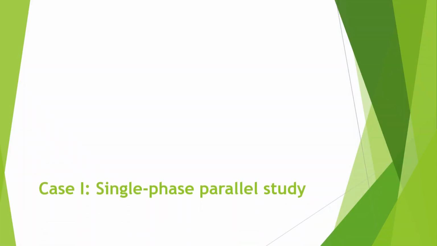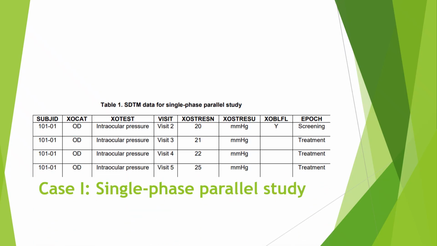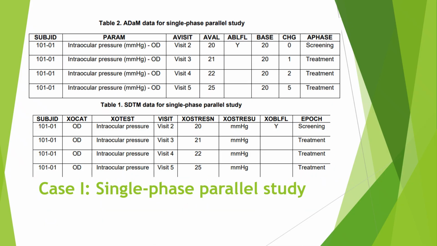Let's start with the first case, that is the single phase parallel study. If the study is a parallel single phase study, the baseline is usually defined as the last non-missing value on or before the first dosing date. Right now, I'm showing you the SDTM data for such a scenario. In this case, the implementation of baseline in ADaM is pretty straightforward. One can use ABLFL to flag the baseline records and populate the baseline values to each record using the variable BASE. So the ADaM dataset, which I'm showing you as part of table 2, is pretty much straightforward. Here, please note that since there is only one definition of baseline, BASETYPE does not need to be populated.